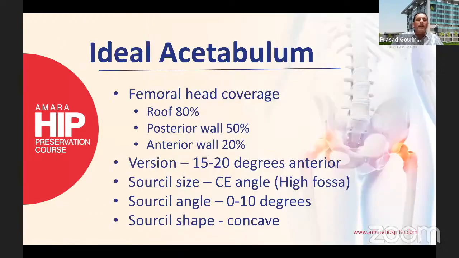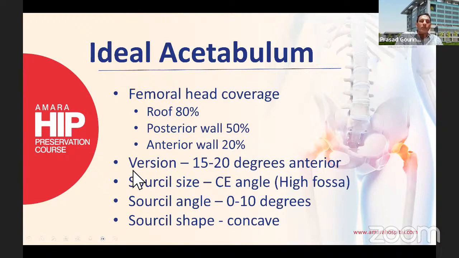So with those basics, in an ideal acetabulum, the femoral head should have about 80% coverage by the sourcil. Even if you don't measure LCE, you can grossly look at the head size and see how much of the head is covered by the sourcil. About 80% is ideal. The posterior wall should cover 50%, like I said. The anterior wall should cover 20% of the head, ideally. With that, you'll get good range of motion without impingement, right?